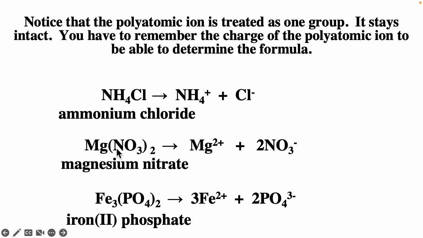Magnesium nitrate, here you have the nitrate ion and magnesium. Iron phosphate, the iron ion, and the phosphate ion. Again, polyatomic ions are relatively stable, and so they stay together as a group. And so in your water, you probably have some phosphate, some nitrate, hopefully not some ammonium ion.